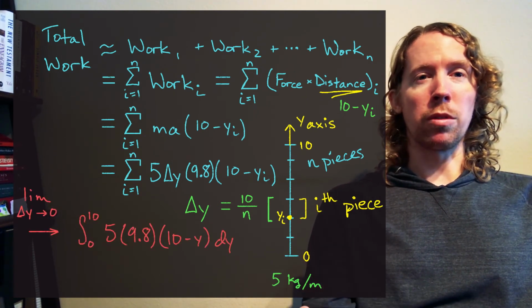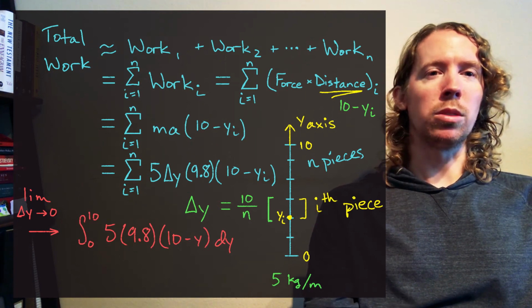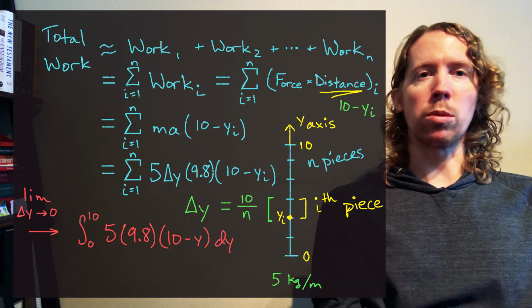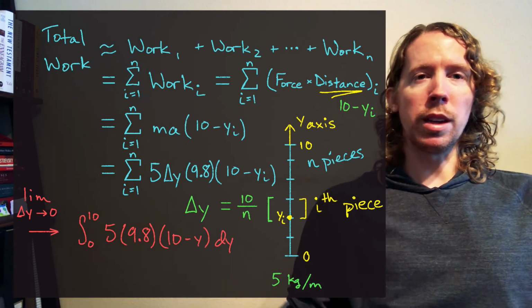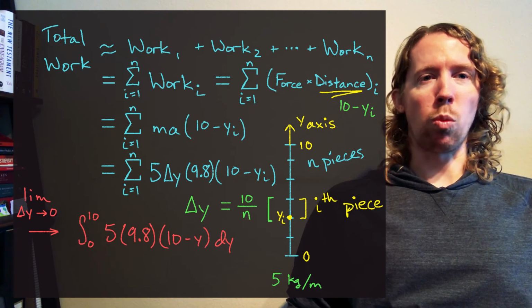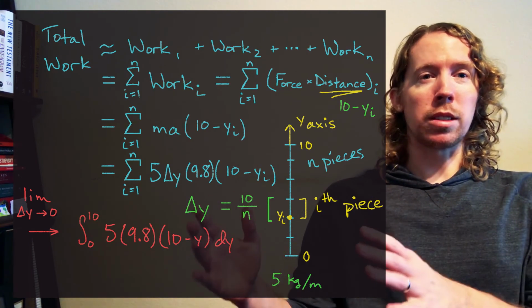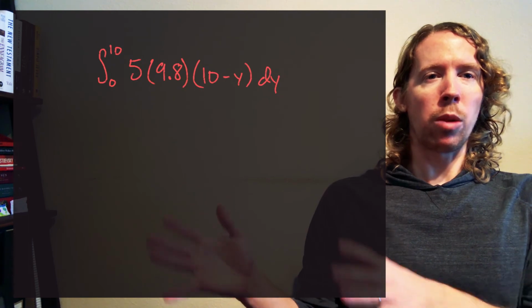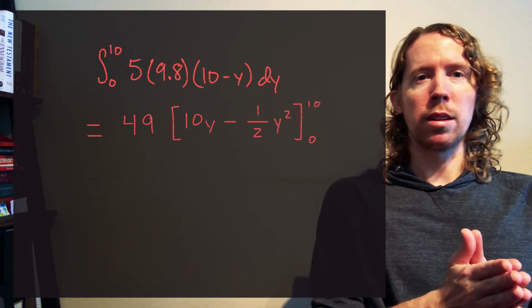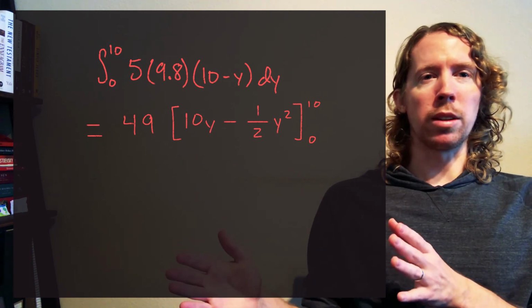And the fundamental theorem of calculus tells us it's pretty easy to evaluate this. So we'll just write the integral. It will go from y equals 0 up to y equals 10. The delta y becomes dy. The y sub i becomes just y. And then we've got these constants out in front. The 5 times 9.8, we can pull that out in front. 5 times 9.8 is 49. And then we're just integrating 10 minus y.